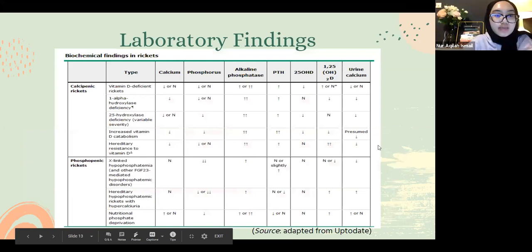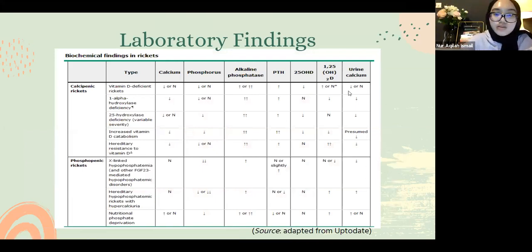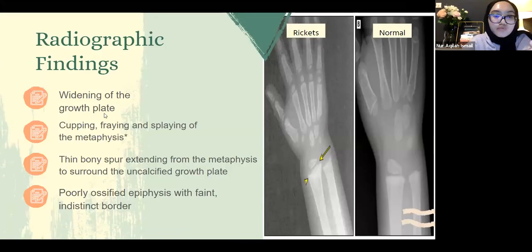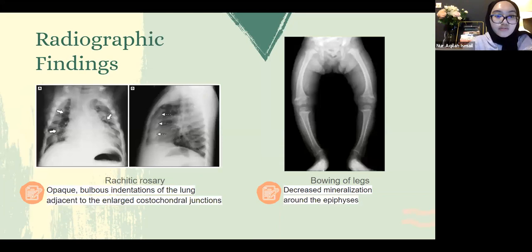So this table actually shows the different biochemical findings in rickets. It depends on the types and the causes of the rickets. You can look into this later. The radiographic findings: the radiograph will show widening of the growth plate, and you can describe the irregular end of the bone with cupping, fraying, and splaying of the metaphysis, and thin bony spurs extending from the metaphysis to surround the uncalcified growth plate, and you can also see a poorly ossified epiphysis characterized by a faint ossifying border. Some other radiographic findings you can see, of course, are rachitic rosary as well as bowing.